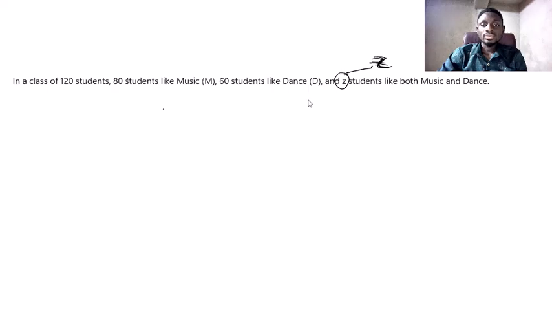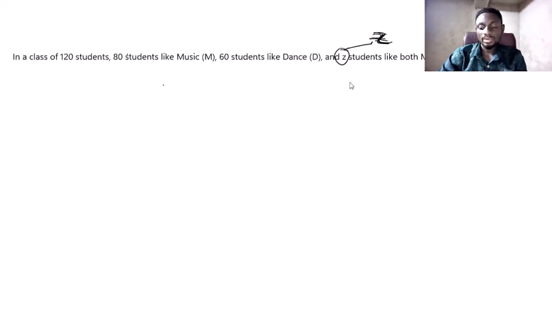Now, as compared to the first one, where the number of students who like both of the two things under study was given in the form of a value, here the number of students who like both music and dance, that's the intersection, has been given as a variable. So it's up to us to find the value that the variable represents. In that case, we will follow the same approach. Now, we have a class of 120 students. 80 students like music. 60 students like dance. And the number of students who like both music and dance has been given as a variable Z. So now let's represent these using the set notation.